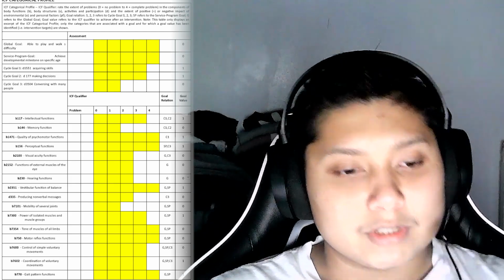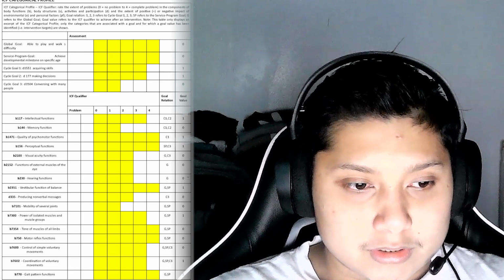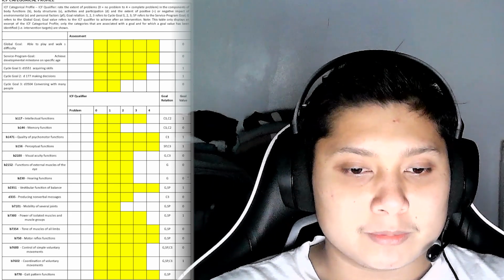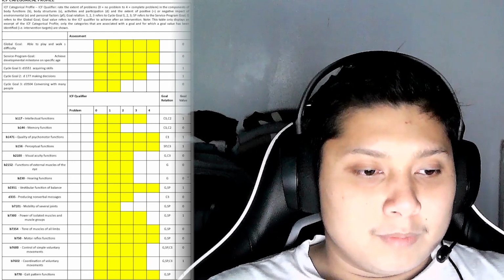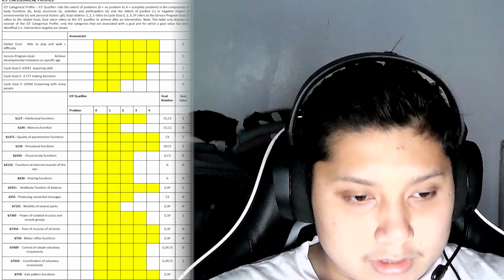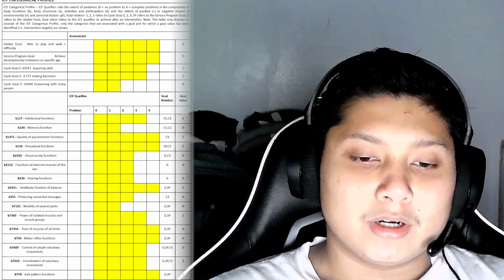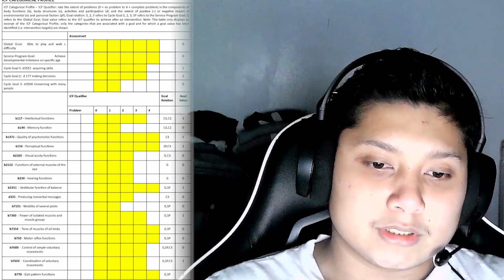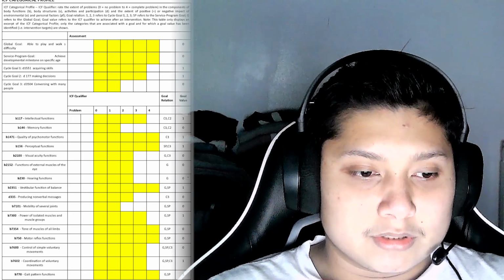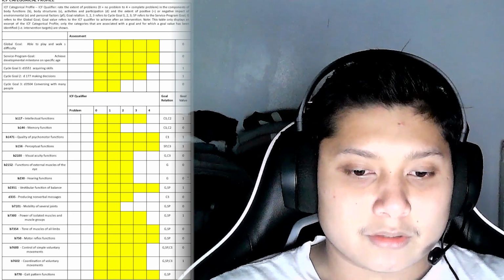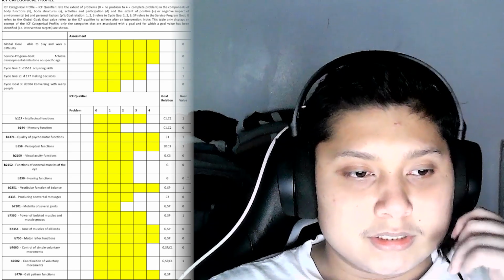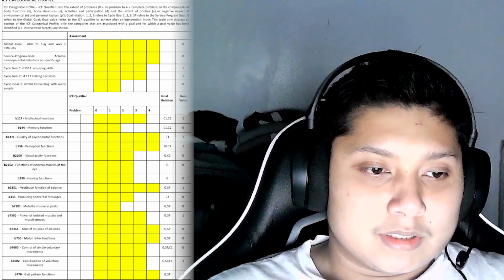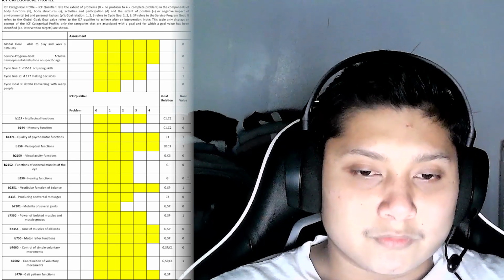B7101, mobility of several joints, graded as 1, goal was 0. B7300, power of isolated muscles and muscle groups, graded as 3, goal was 1. B7354, tone of muscles of all limbs, graded as 4, goal was 0. B750, motor reflex functions, graded as 4, goal was 0. B7600, control of simple voluntary movements, graded as 3, goal was 0. B7602, coordination of voluntary movements, graded as 3, goal was 1. B770, gait pattern functions, graded as 4, goal was 1.